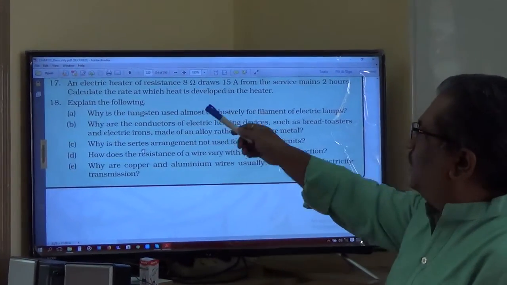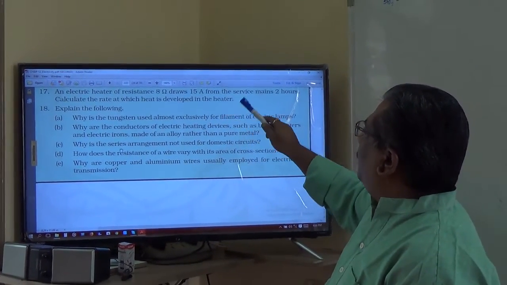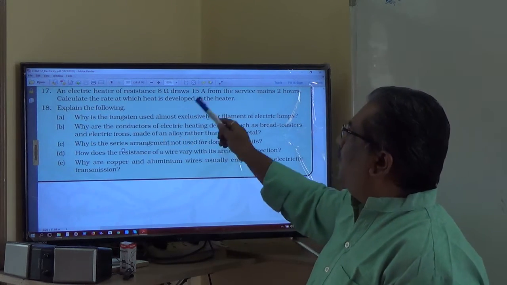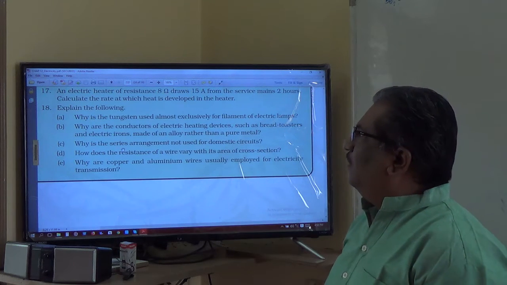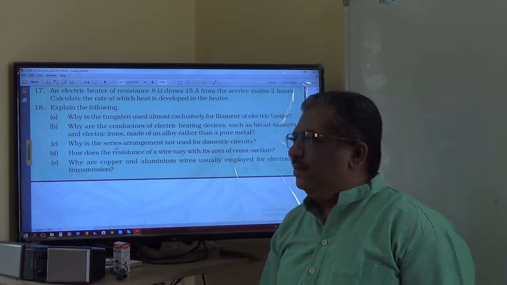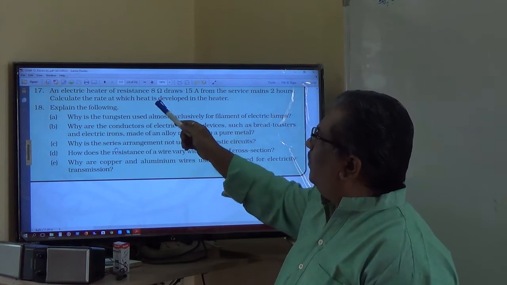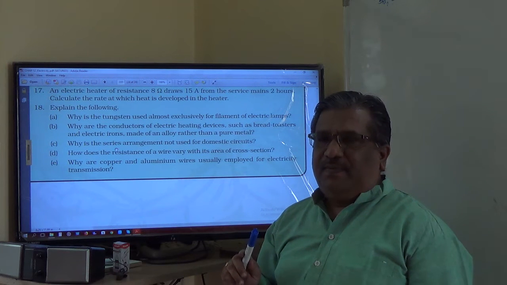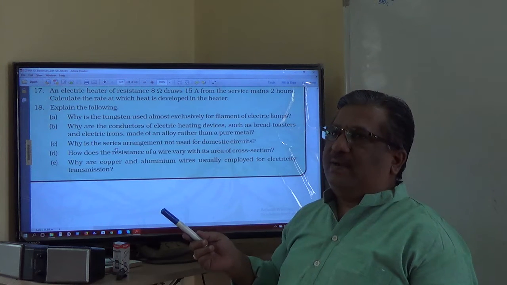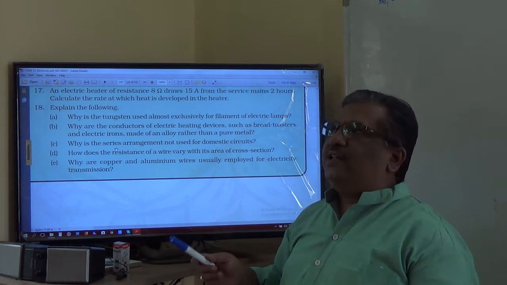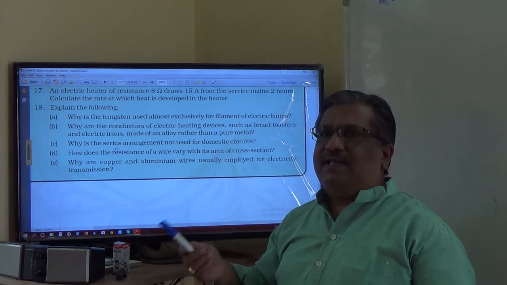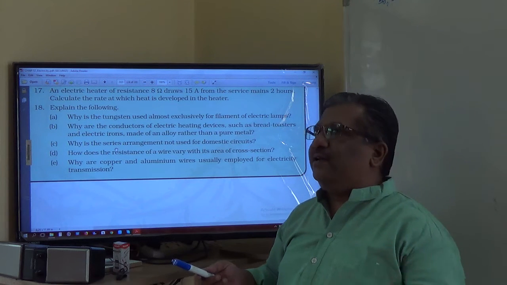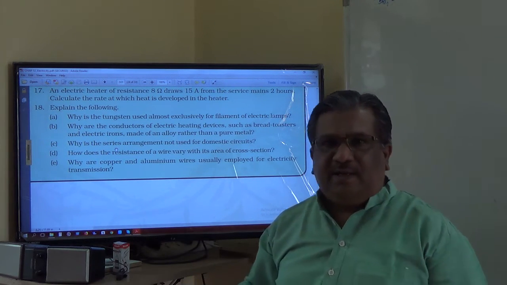An electric heater of resistance 8 ohm draws 15 amps from the service mains for 2 hours. Calculate the rate at which heat is developed in the heater. Very twisted question. He is asking you the rate at which heat is developed. What do you mean by the rate at which heat is developed? Rate at which heat is developed is H by T. H is the energy. Energy by T. What is energy by T? Power. Power is equal to W by T. W can be a chemical energy, mechanical energy, kinetic energy, potential energy, or even heat energy. So we will solve this one.